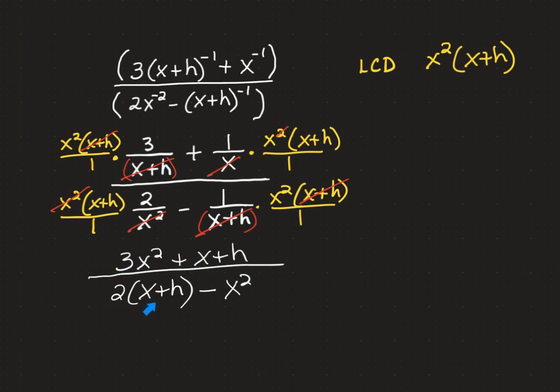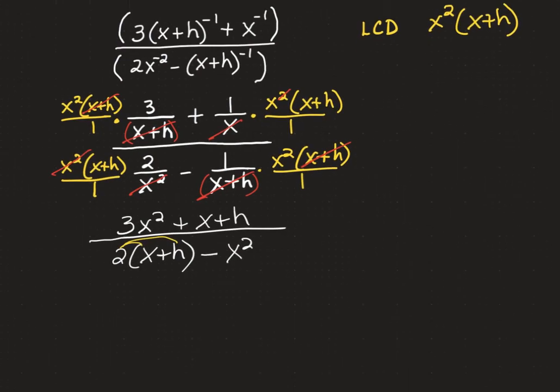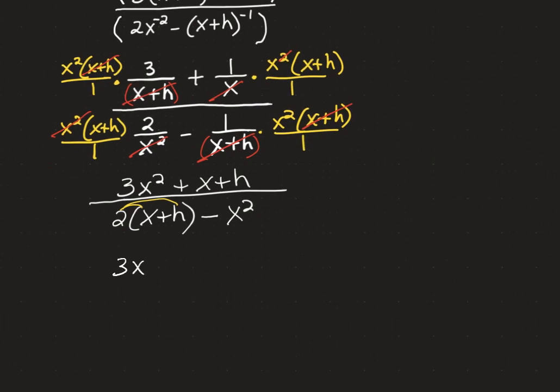And in the denominator, what's going to happen? Looks like not much else, right? So let's see how this works out. Even if I distribute, maybe I should distribute just in case, see what happens. So let me move this up. 3x squared plus x plus h in the numerator. In the denominator, I have 2x plus 2h, minus x squared.